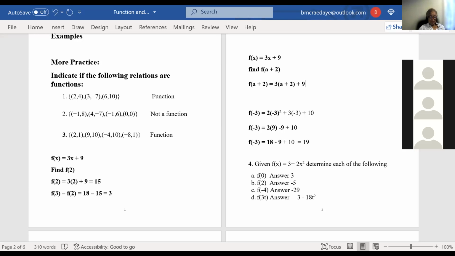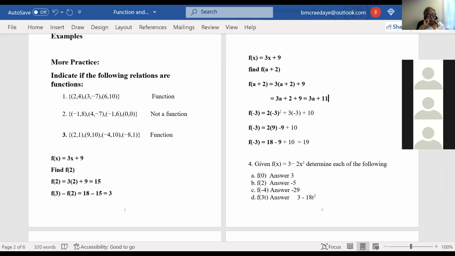Oh, you do distributive. So you do 3a. Right, okay. So you do 3a, 3a plus 2 plus 9. So you bring down the 3a and you add, so you get 3a plus 11. That's it. That's your answer. 3a plus 11.